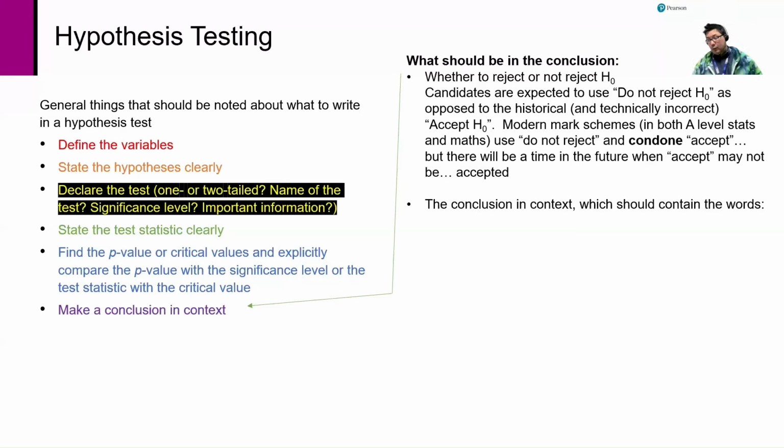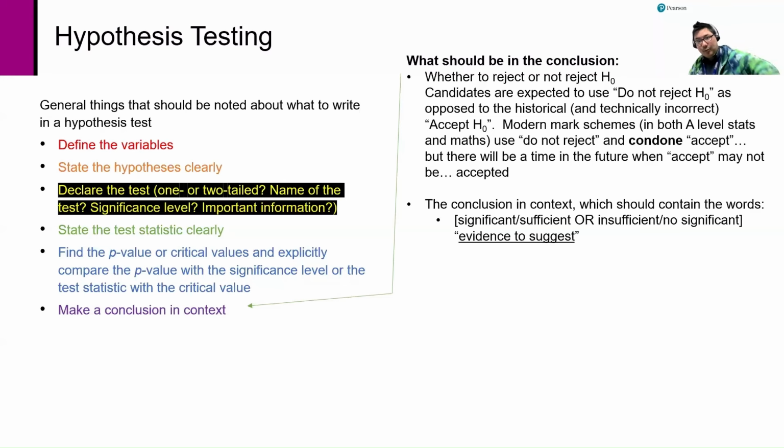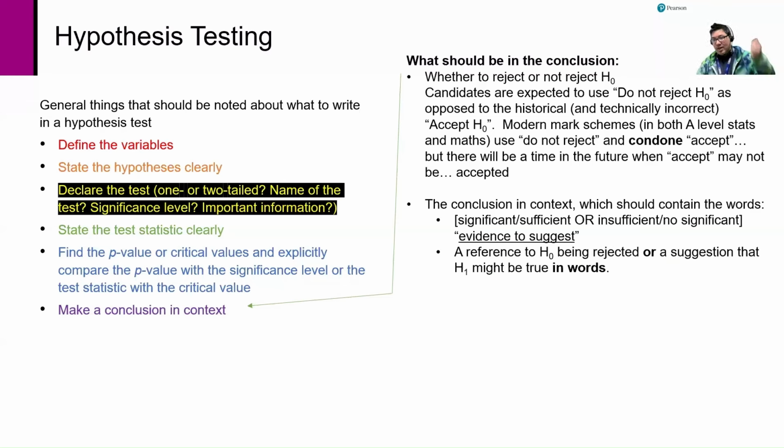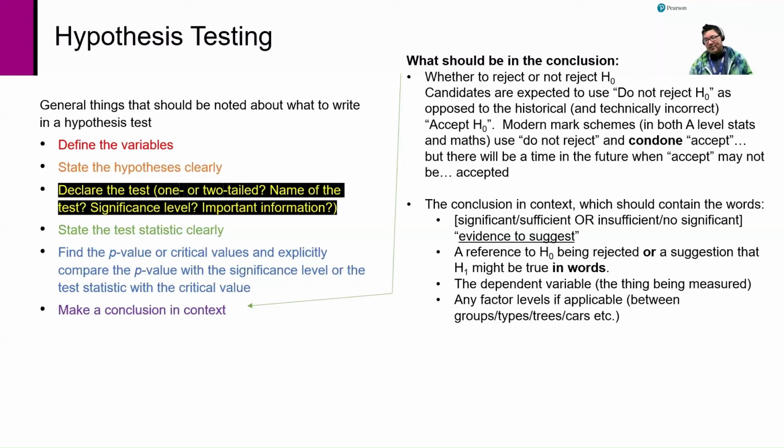The conclusion should be in words. You should have the words "evidence to suggest" because it cannot be a definite statement. There must be a reference to H0 being rejected or a suggestion that H1 might be true, in words. It's got to be written in words and in context. The dependent variable, the thing that's being measured in the question, must be mentioned, and any factor levels applicable. So, for example, between groups, between types, trees, cars, whatever, that should also be mentioned.